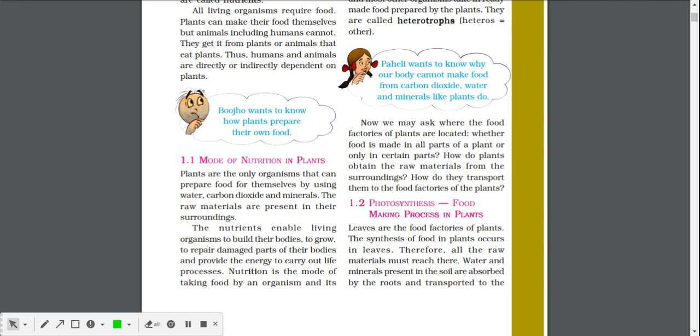So photosynthesis, you all will be very much familiar with this process, that plants make their own food in the presence of sunlight and chlorophyll, right? So this process is known as photosynthesis.